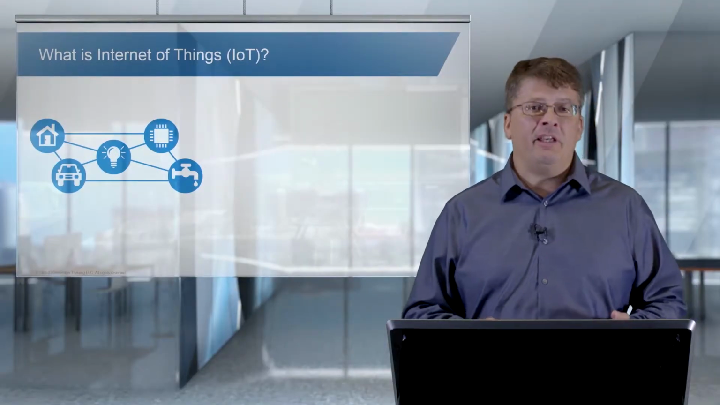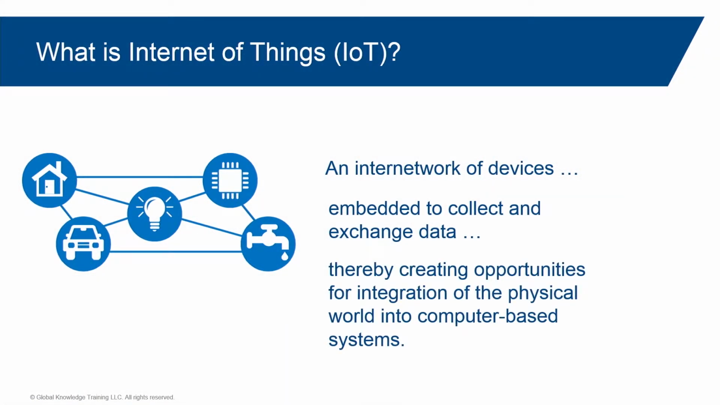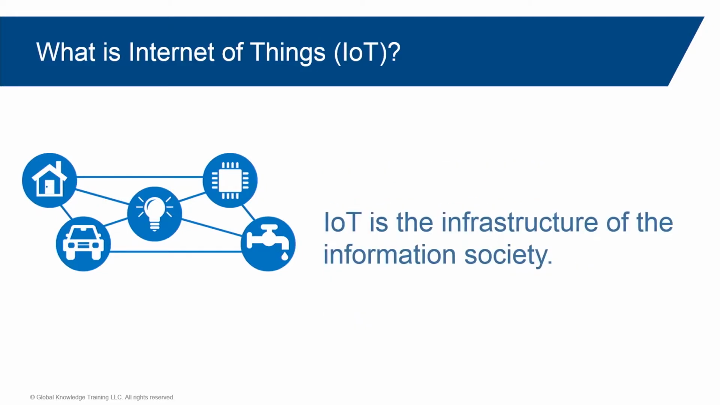What is the Internet of Things? If you look up a dictionary definition, you'll see that the Internet of Things is really just an internetwork of devices that are embedded to collect and exchange data, thereby creating opportunities for integration of the physical world into computer-based systems. Others define the Internet of Things simply as the infrastructure of the information society.